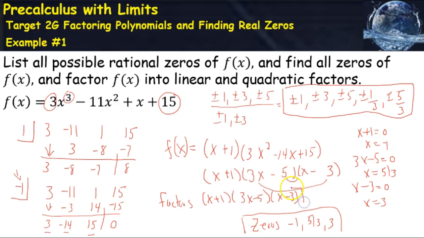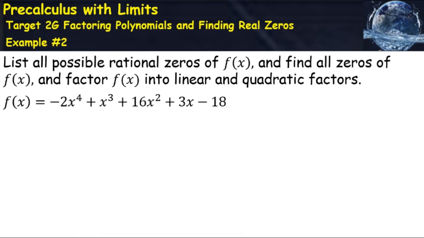And these were my factors right here. So it asked for the possible rational zeros, that's these. These are my factors, and here are the actual zeros. Okay, let's look at problem number 2.